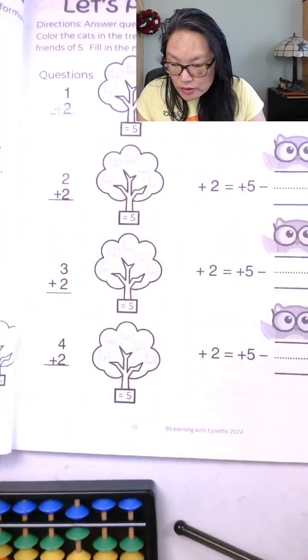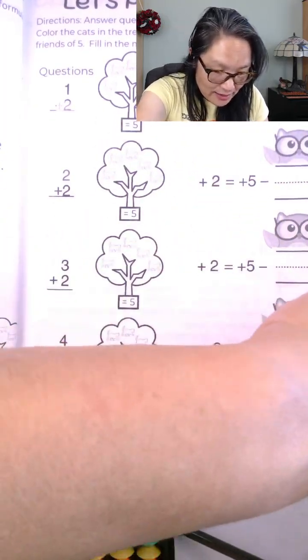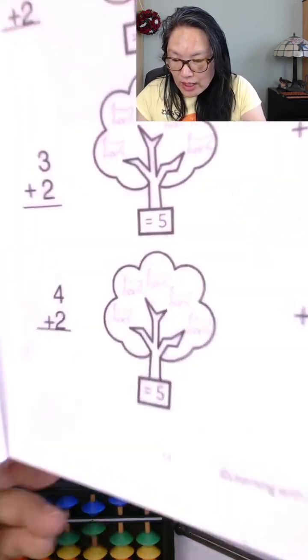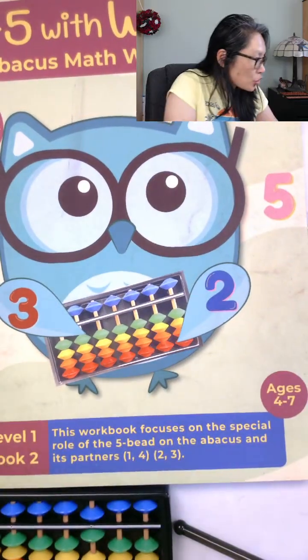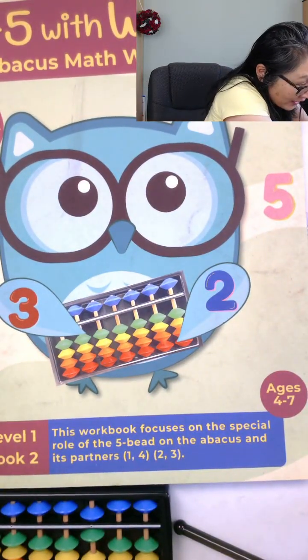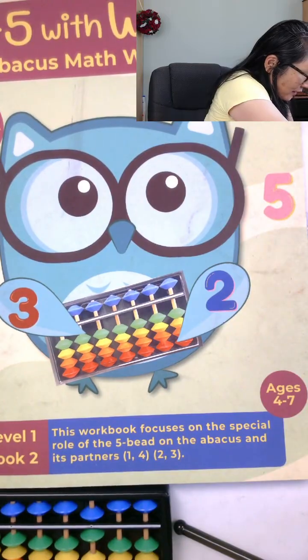So we're going to go to the next phase. Now, what does that mean? We understand how to make a 5. That was too easy. Okay, great. That's fantastic, because now you understand the concept.